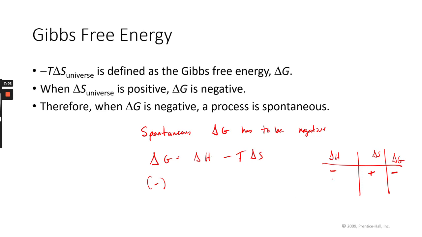Okay, what about the reverse? Endothermic, and our entropy is decreasing. Well, delta G will be positive, and this is non-spontaneous. This is spontaneous.